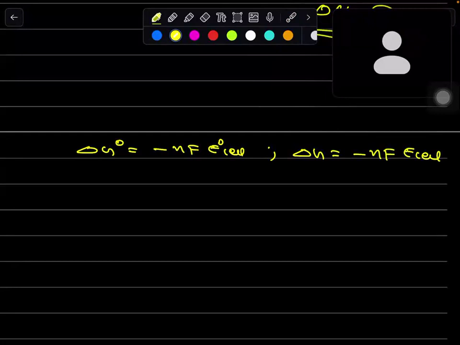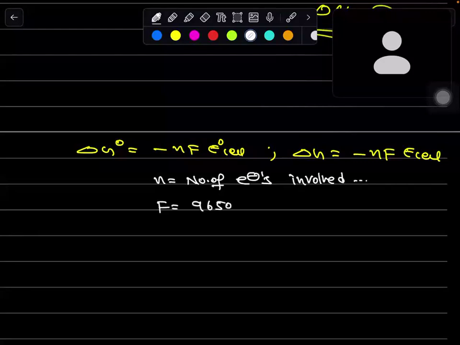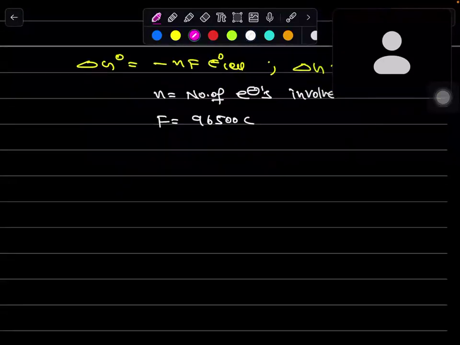In this, I have said what E stands for, what n stands for, and what F stands for. Especially n is important, that is the number of electrons involved. F stands for 96500 coulomb. So now, as a side heading, you can write: properties of del G.